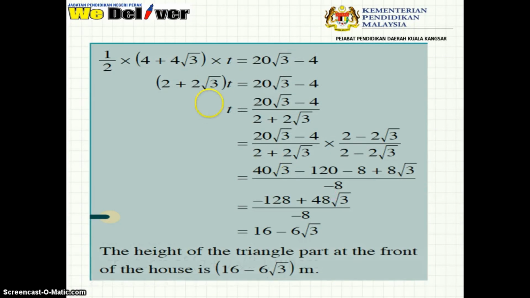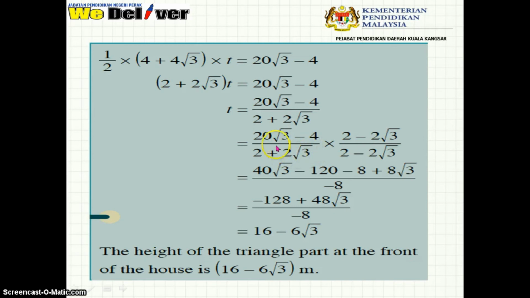Okay, so we see the solution. By using the formula of the area of a triangle, half times base times the height equals 20 surd 3 minus 4. Okay, so half times 4 equals 2. Half times 4 surd 3 equals 2 surd 3. And then we shift the bracket to the right hand side. Then we multiply by the conjugate 2 minus 2 surd 3 because the denominator has 2 plus 2 surd 3.